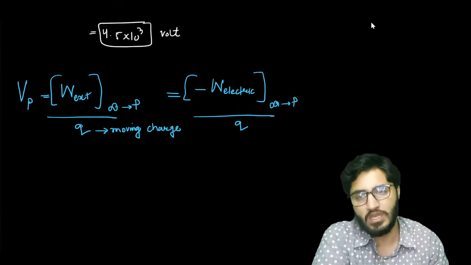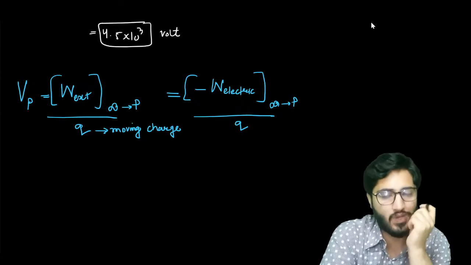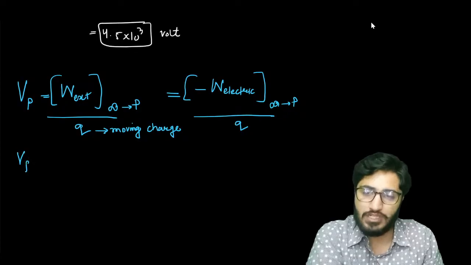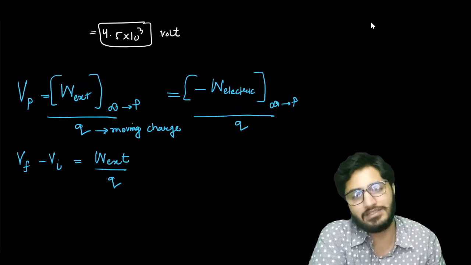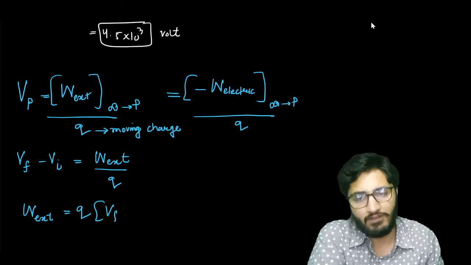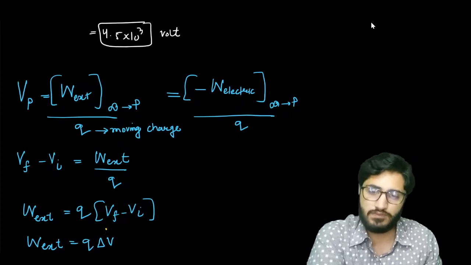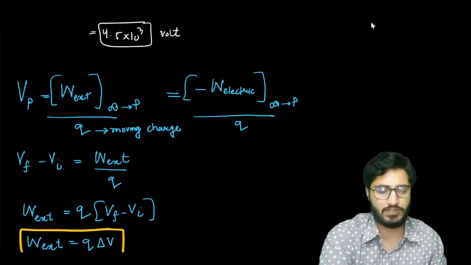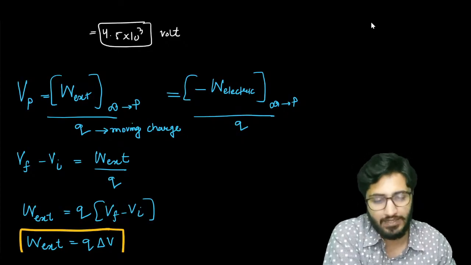Or let us suppose we have two points, we don't have infinity. So how can we write it? I will write electric potential at final minus electric potential at initial equals work done by external force from initial to final divided by Q. So can I write now my work done by external force is equal to Q times V final minus V initial. So one formula is here: work done is equal to Q delta V. So we get the formula W equals Q delta V.